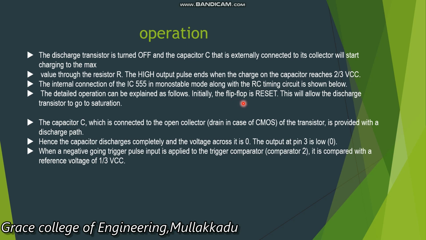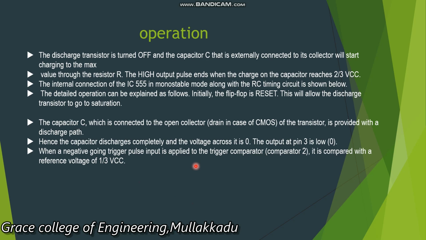It is a flip-flop like circuit, and it is initially in the reset mode. Therefore, the discharge transistor goes to the saturation state, and the capacitance C, which is connected to the collector of the transistor, is provided with the discharging path. Hence, the capacitance discharges completely and the voltage returns to 0. Then the output pin will be 0. So initially it produces 0, the transistor is on and the discharging takes place, and the output will be 0. In this manner we get the 0 at the pulse signal.